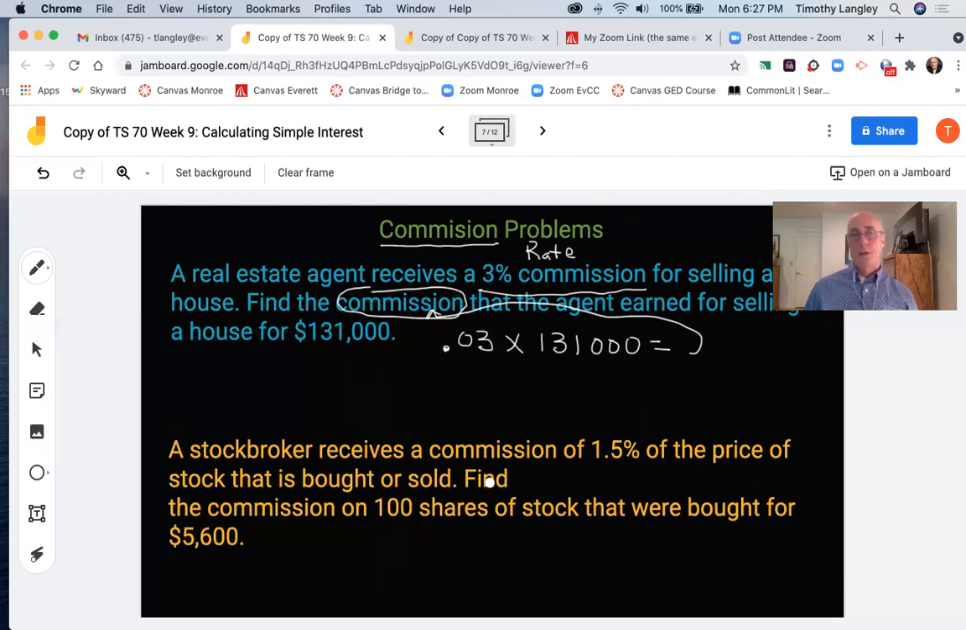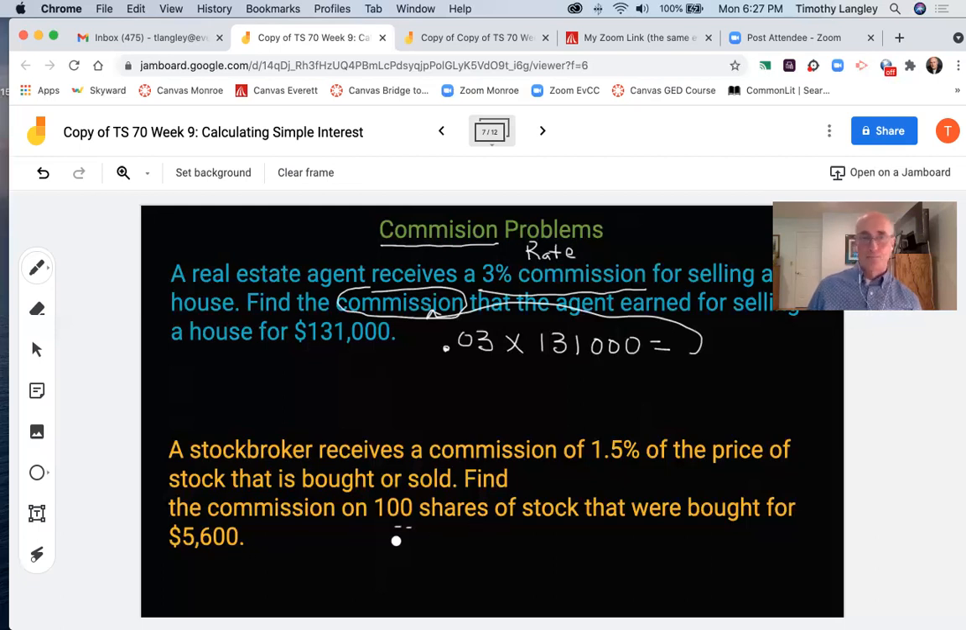A stockbroker receives a commission of 1.5% of the price of stock that is bought or sold. So for whatever amount of stock is bought or sold, this woman gets 1.5% of it. Find the commission that she will make on 100 shares that were bought for $5,600. Now, this is getting a little bit confusing because you're like, oh, hey, teacher, you got new language here. Shares. What are we talking about?